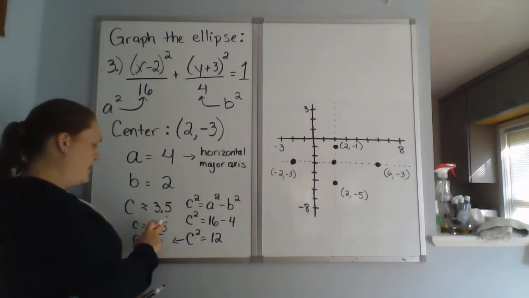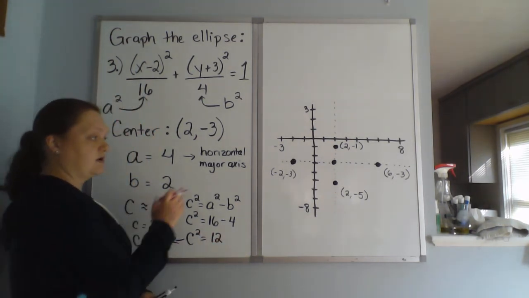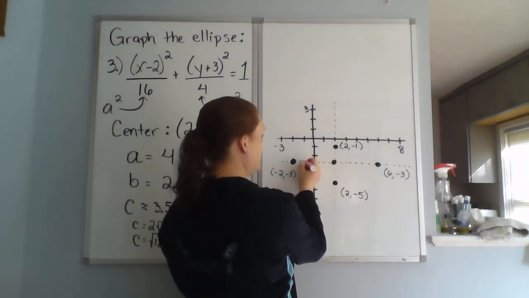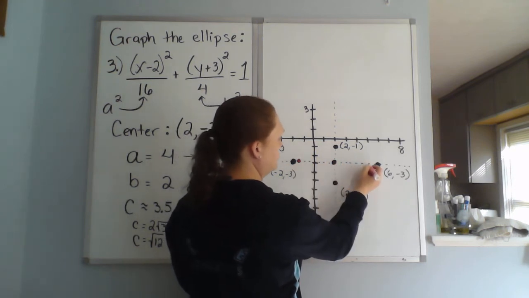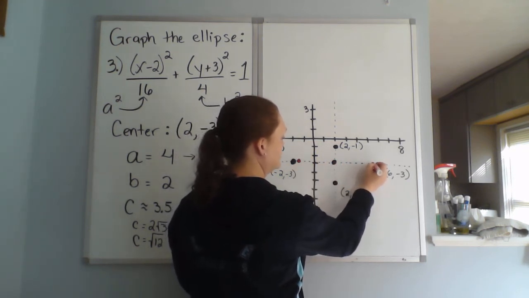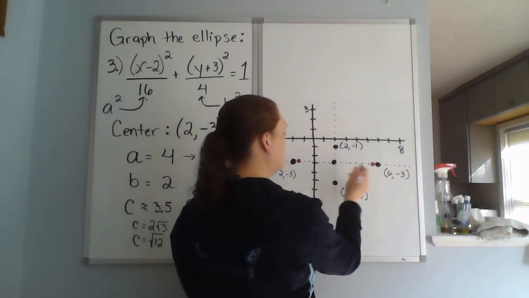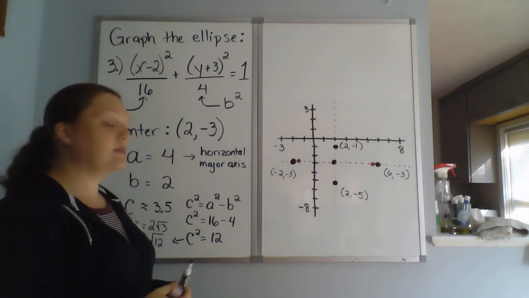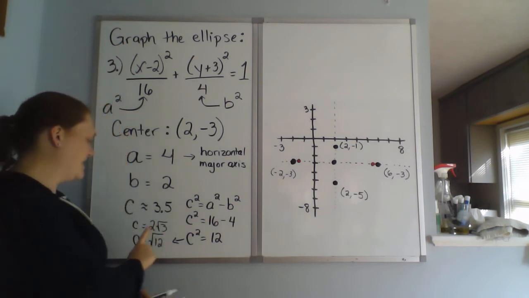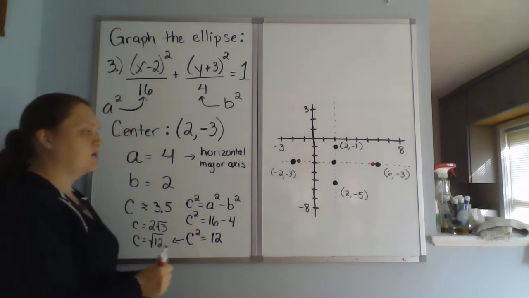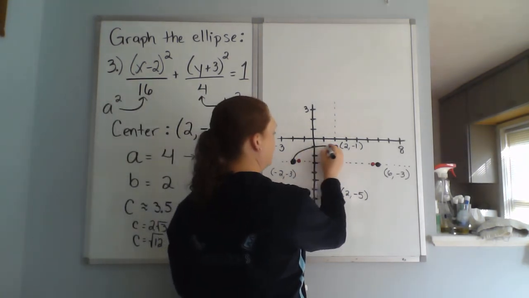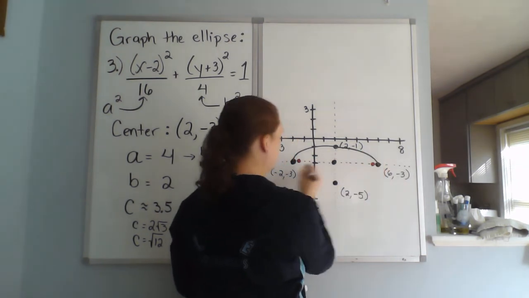So I need to go about 3.5 units over in either direction. So I need to go 1, 2, 3.5, and then 1, 2, 3.5. So again, because this is a narrower ellipse, these focus points are very close to the vertices. All right, and those coordinate points are a little bit trickier to write because of the radical. So I'm going to write those in a minute. I'm going to draw my ellipse first, and then I'm going to go back and identify what those points are.